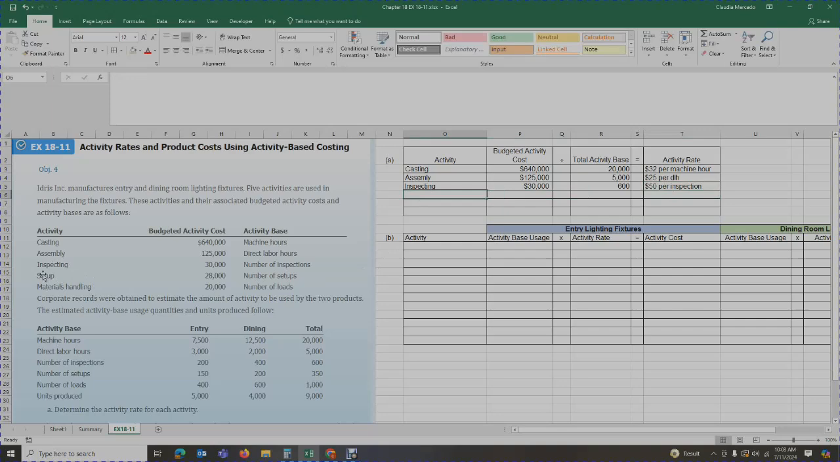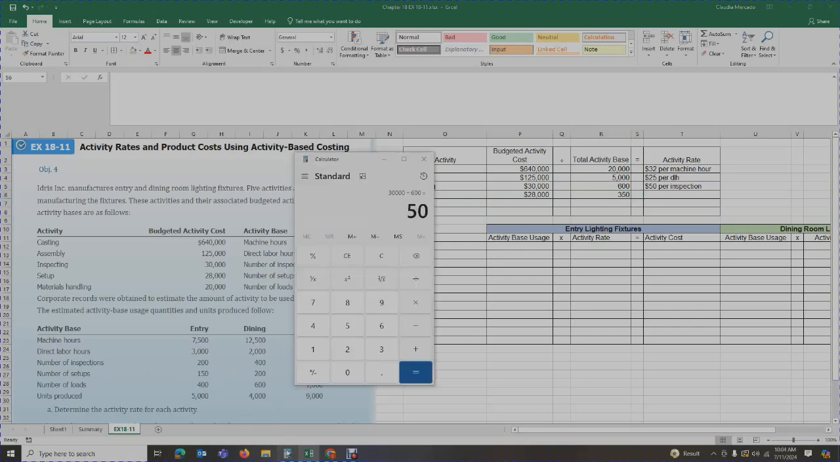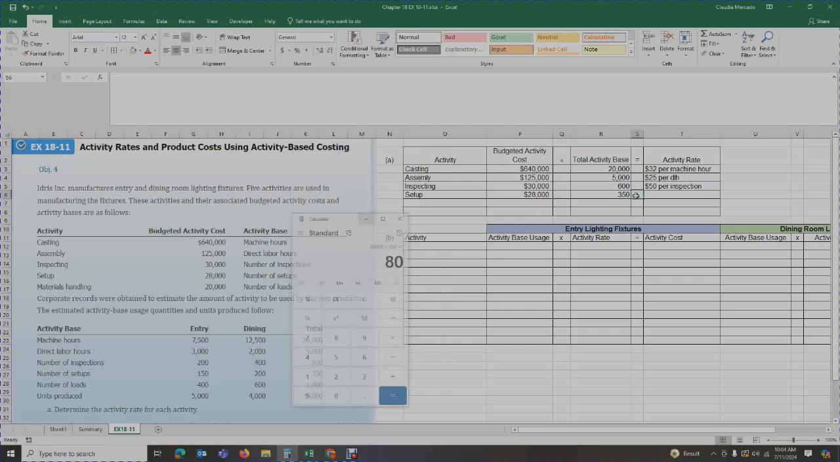The next one we have is setups. We have to set up specific equipment. We are anticipating spending $28,000 on setups, and we are anticipating having 350 setups. So we're going to have the $28,000 divided by the 350 setups. That's going to give me $80 per setup.